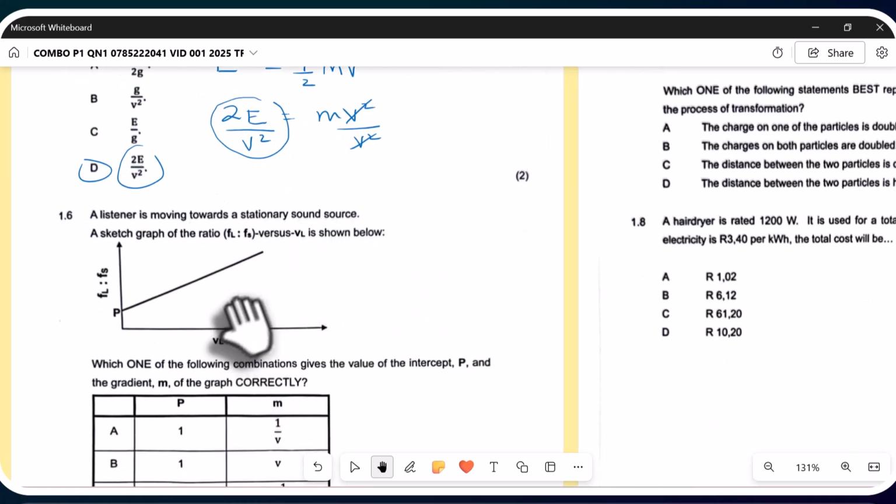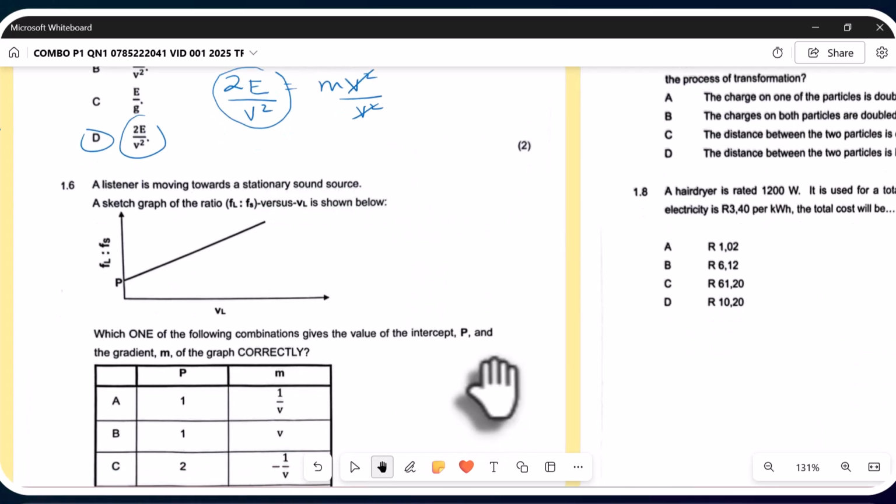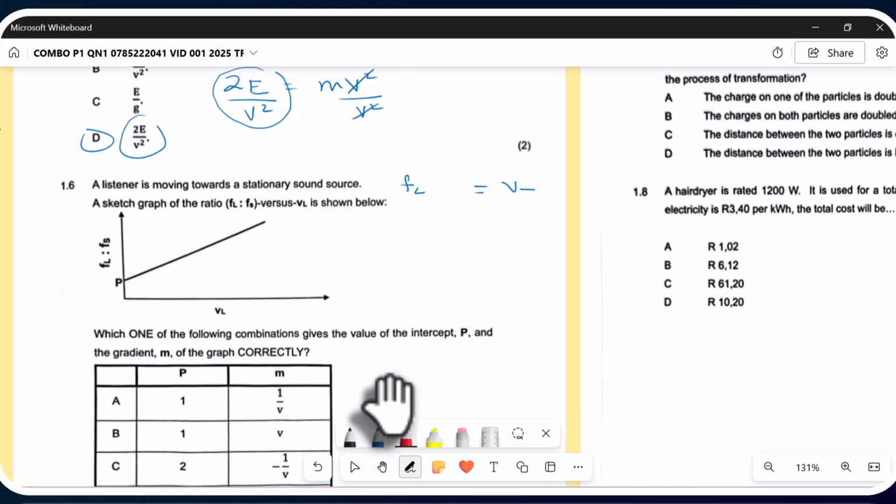So in mathematics, I divide by v here and divide by v here. This one gives me 1, plus, because v is a constant, I can say 1 over v, the speed of sound, and then times the v of the listener. So my ratio, f listener to f source, if I compare in mathematics, this is my y actually, f listener over f source, equals 1 over v, and then times v what?